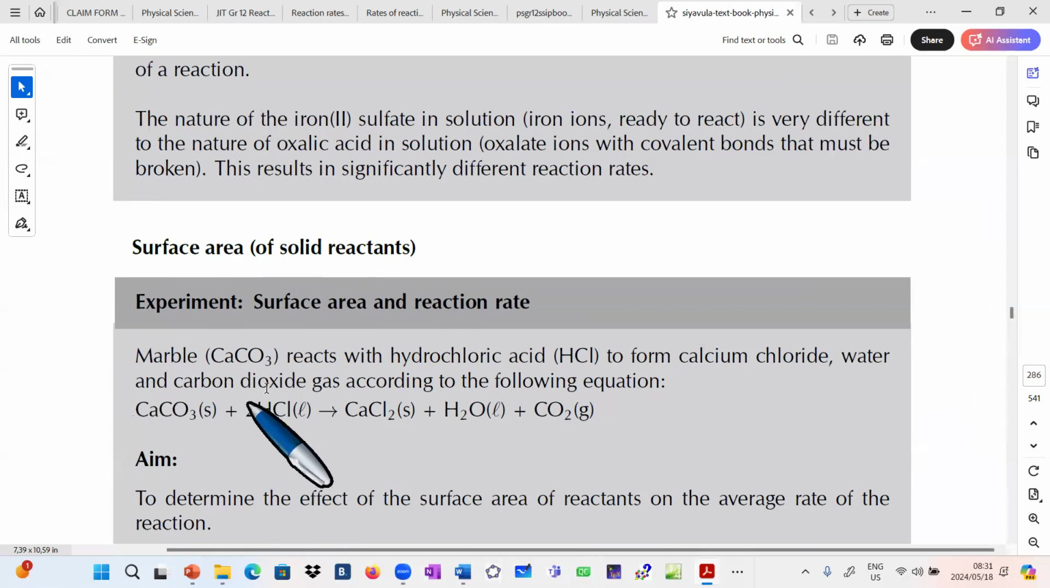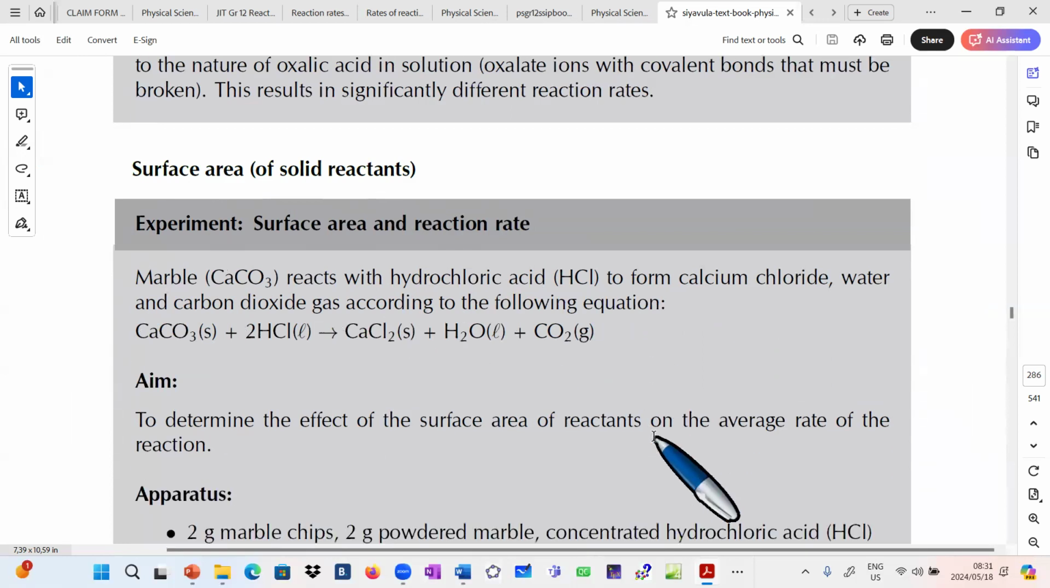Marble, which is calcium carbonate, reacts with hydrochloric acid, HCl, to form calcium chloride, water, and carbon dioxide gas, according to the following reaction. Let us look at the reaction between marble and HCl. At this point, we understand that marble reacts with HCl, and when it reacts with HCl, it forms three products. What are the three products when marble reacts with HCl? So it forms calcium carbonate.